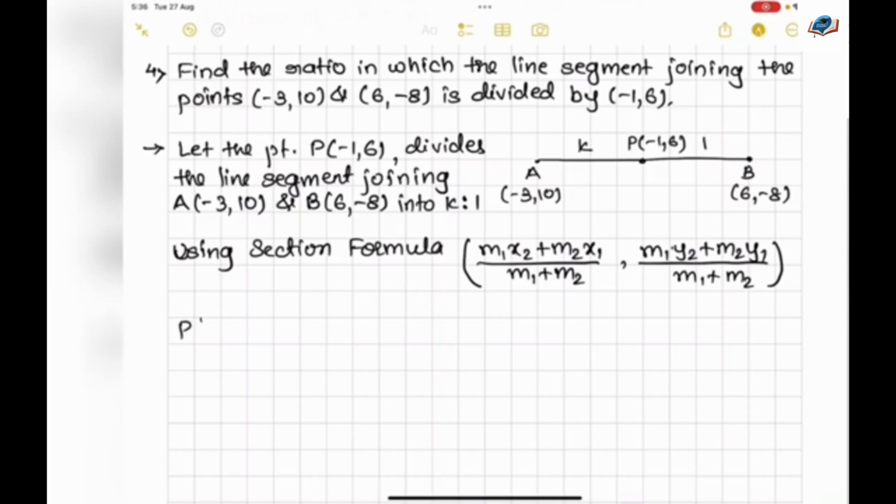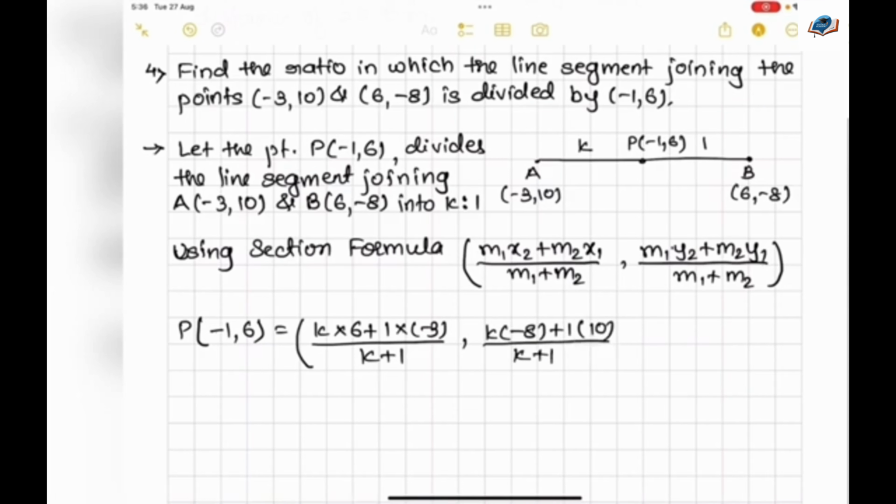So here P (minus 1, 6) equal to (K into 6 plus 1 into minus 3) upon (K plus 1), comma (K into minus 8 plus 1 into 10) upon (K plus 1). So therefore P (minus 1, 6) equal to (6K minus 3) by (K plus 1), comma (minus 8K plus 10) by (K plus 1).